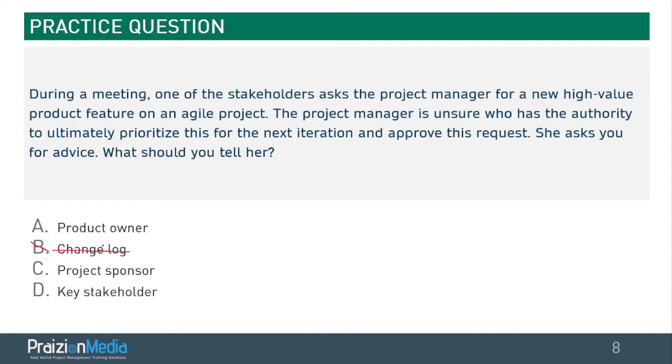Taking a look at all the others. You should be able to eliminate quite conveniently key stakeholder. And you're left with 2. You know this is an Agile project, so the likelihood of the project sponsor being involved is almost next to nothing anyway, right? Even if there is a project sponsor, it will not be getting involved in this level of minutia, right? It will be to authorize the project, provide resources, but in terms of who has the authority to prioritize. See?